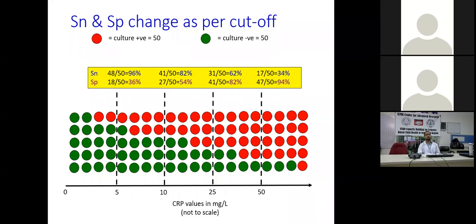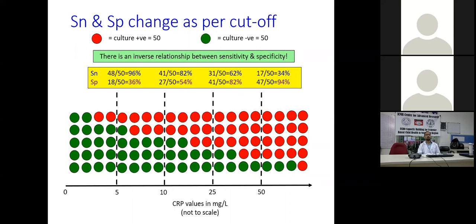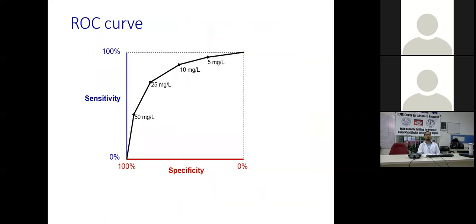So what is our conclusion? The conclusion is that there is an inverse relationship between sensitivity and specificity. As you increase the cutoff value, your sensitivity drops and your specificity increases. If you lower the cutoff, your sensitivity increases and your specificity drops. So how do you express these index tests that have continuous variables?